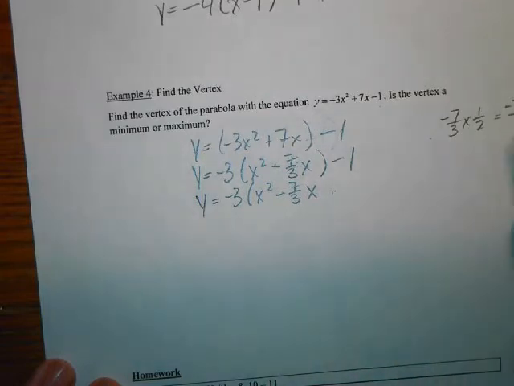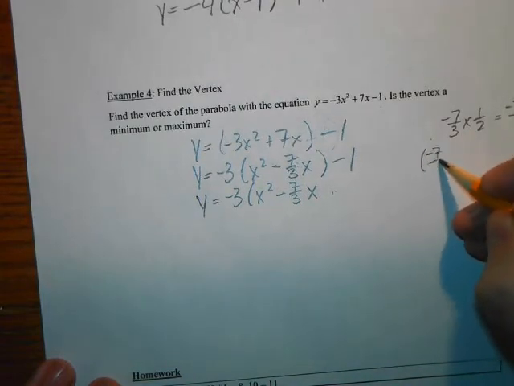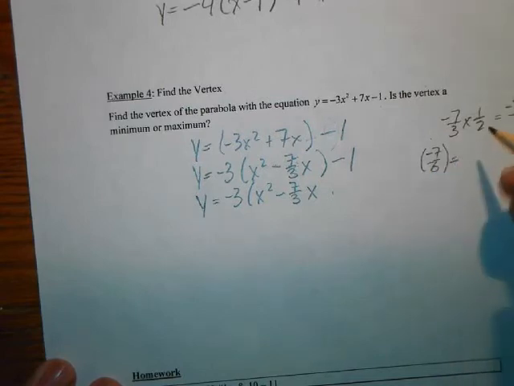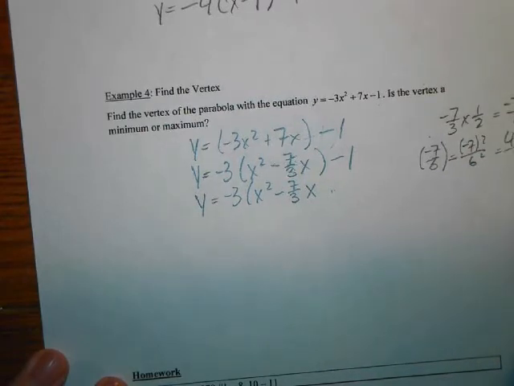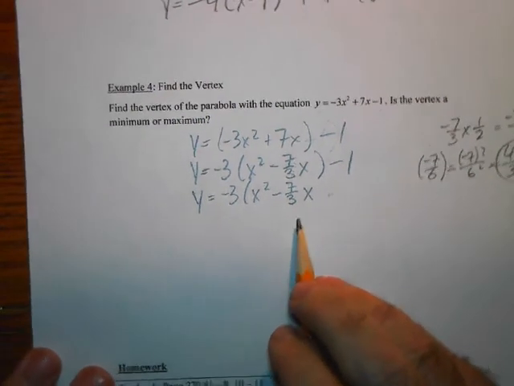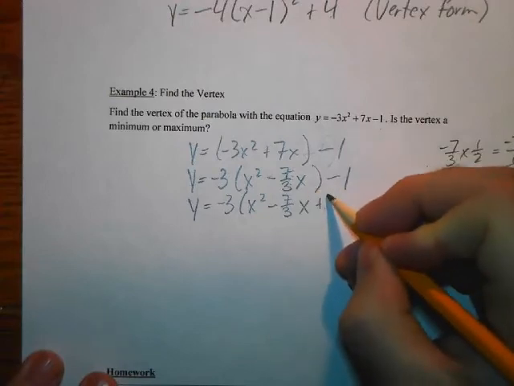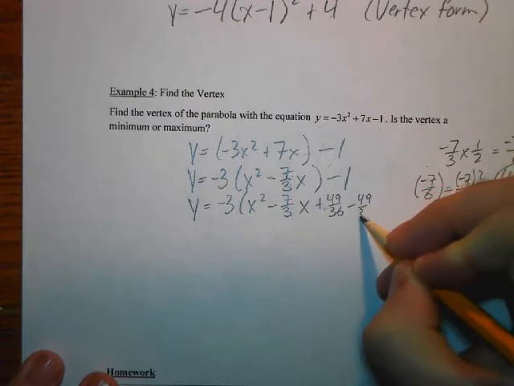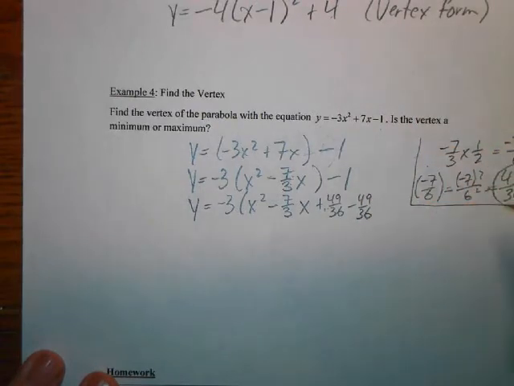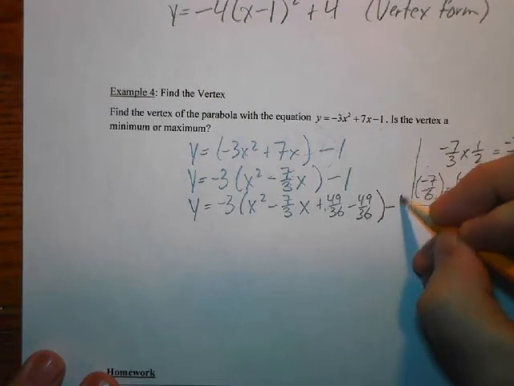So when I square that, negative 7/6, that's the same as negative 7 squared over 6 squared, which is 49 over 36. And I can't reduce that. So that's what I'm going to add and subtract, because that's the magic third term. So that's plus 49/36 minus 49/36, minus, and then the minus 1 outside.